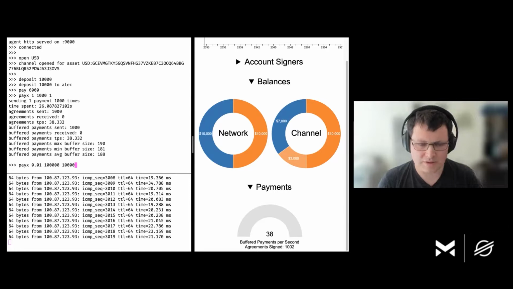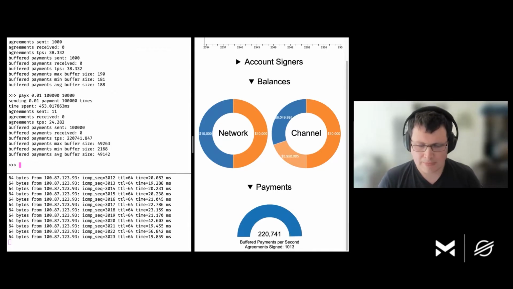Okay, so 100,000 payments and a maximum 10,000 buffer. It's already finished. We can see we got around 220,000 transactions per second equivalent in the time period we sent it. So we delivered all those payments in less than half a second. We're able to do this because we're using the bandwidth we have available to us, along with the fast finality of the payment channel, to send all those payments over the wire.